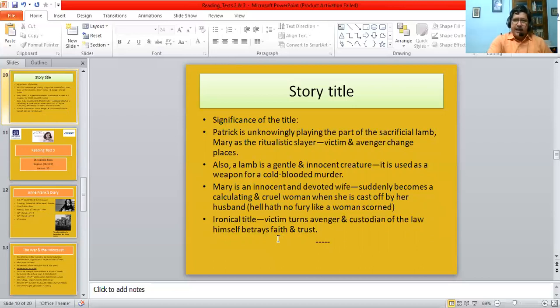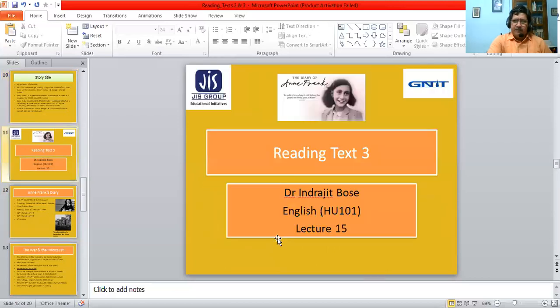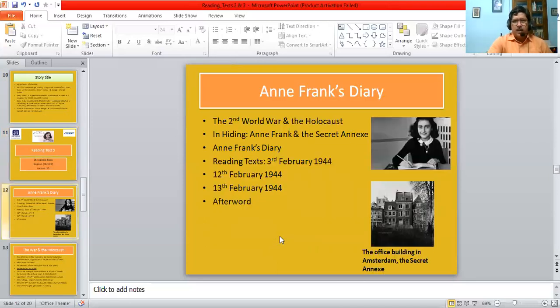Now, I shall be looking at the other reading text 3, that is the extracts from the diary of Anne Frank. Now, before we look at the extracts, I obviously would like to say something about the Second World War, the background to the diary extracts, and the Holocaust which took place. And of course, I would like to say something about Anne Frank and her hiding in the secret annex before going on to talk about her diary and the extracts.